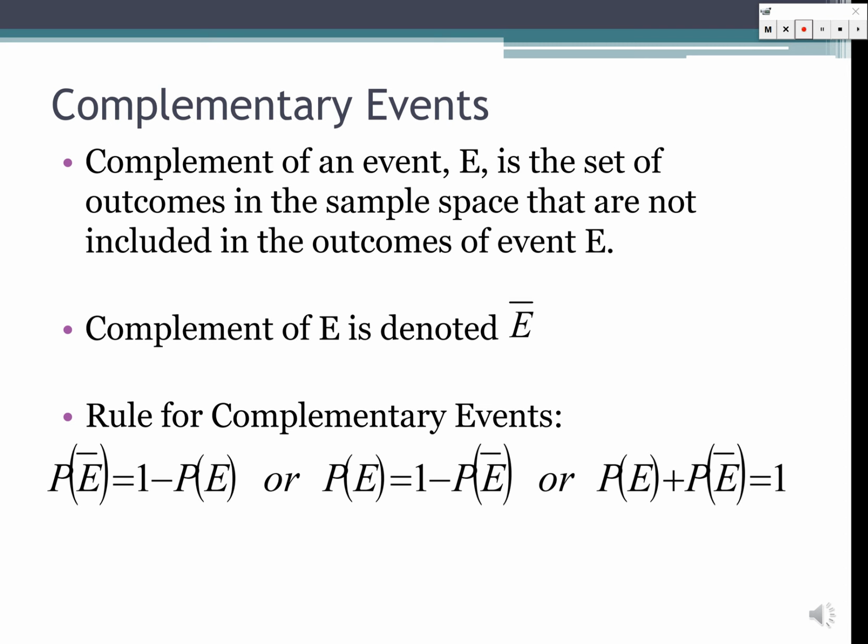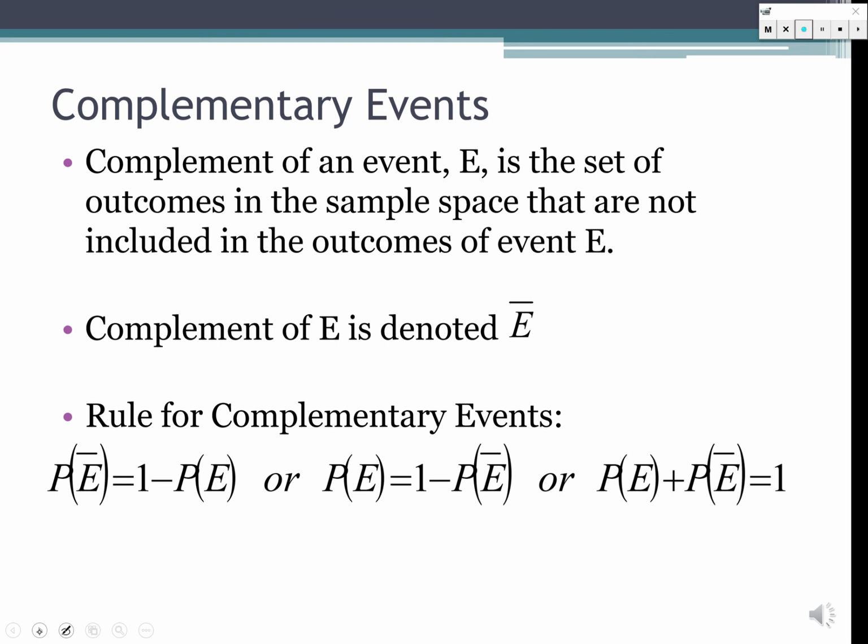So if I know the probability of my event and I want to find my complement, I just take it away from 1. The last one: if you add together the probability of an event and its complement, that takes care of all your outcomes in your sample space, so your total should be 1. You add together all the probabilities for each outcome in your sample space, and your total is 1. That's a very important thing to keep in mind for us.